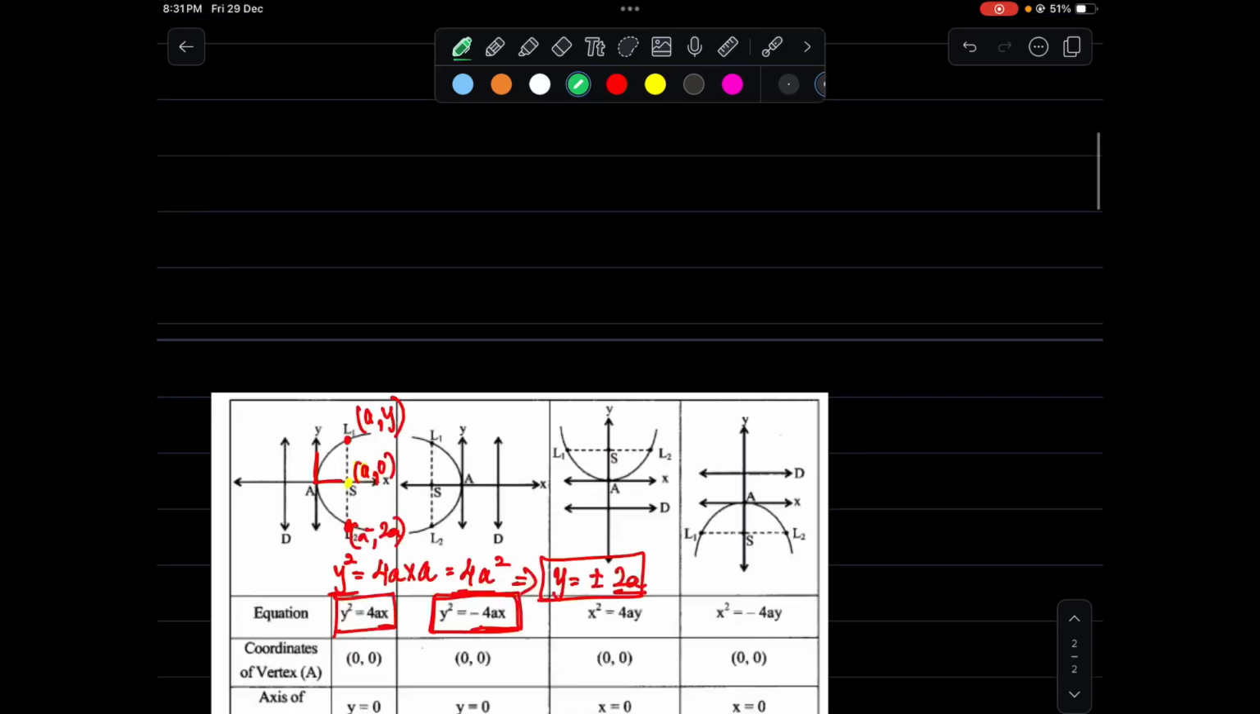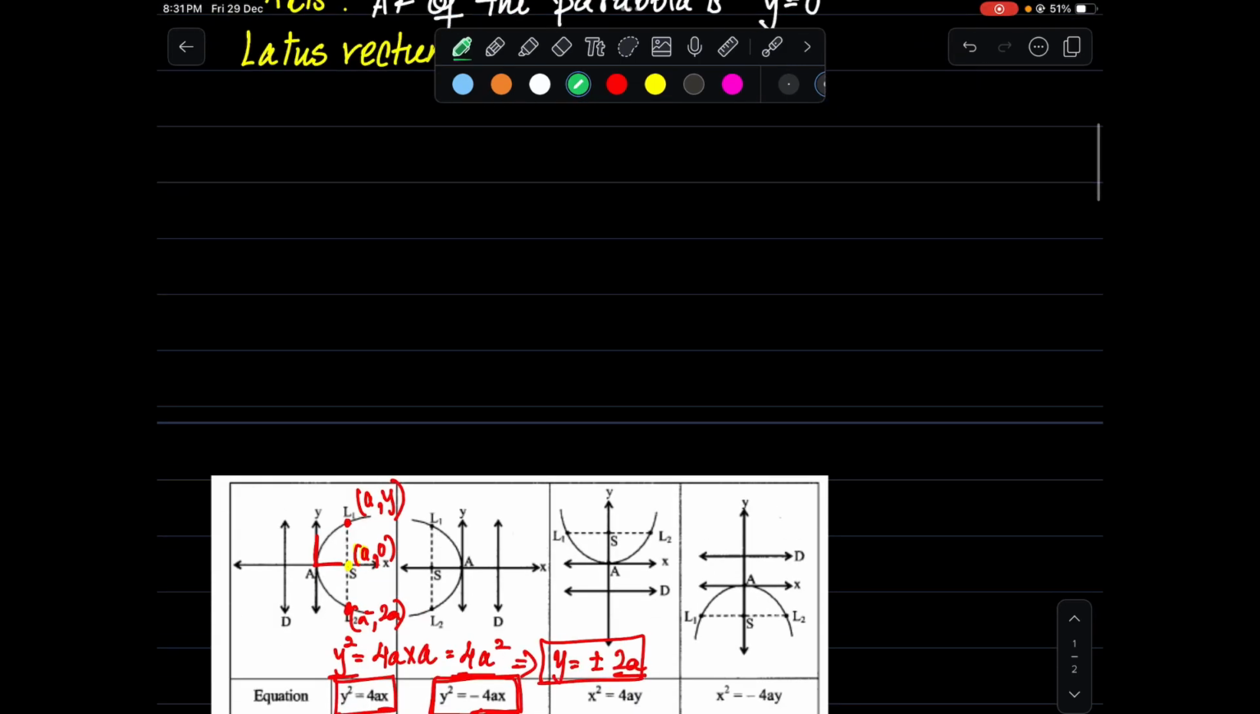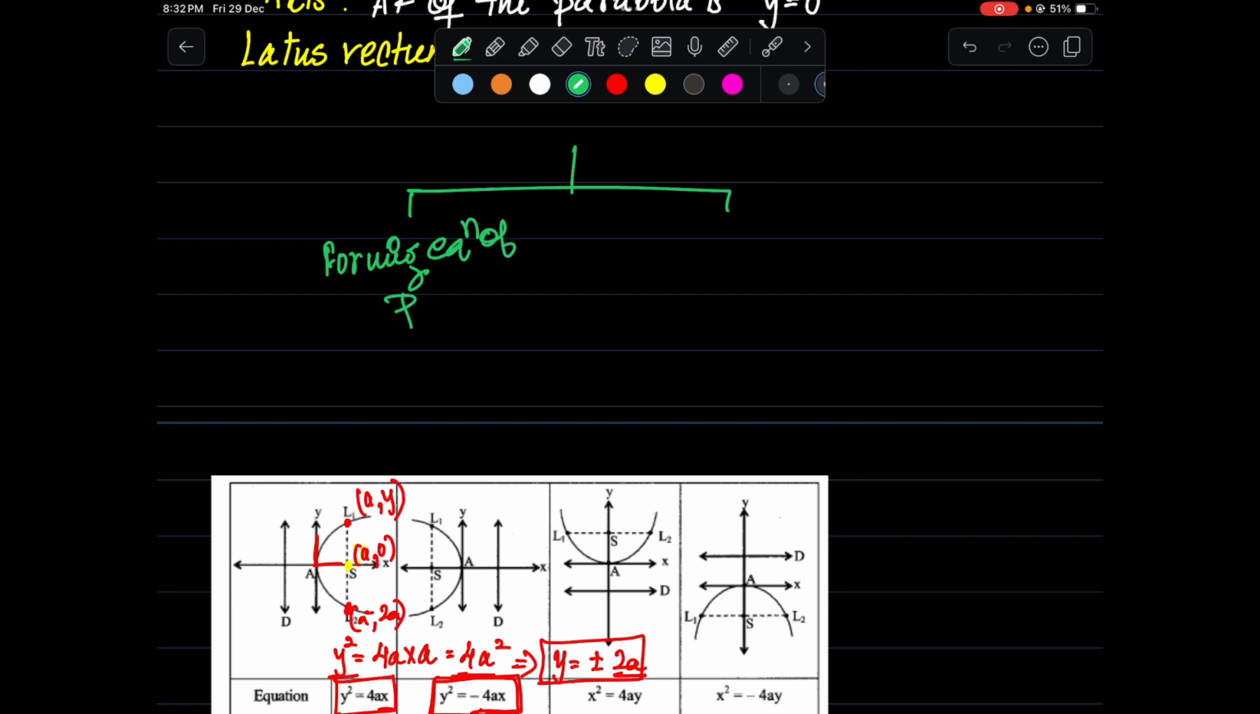So I hope it's clear to you. So this is for the CBSE level NCERT that we have. Two types of question: one is forming the equation of a parabola, and another one is to find, let's say, the components of a given parabola.